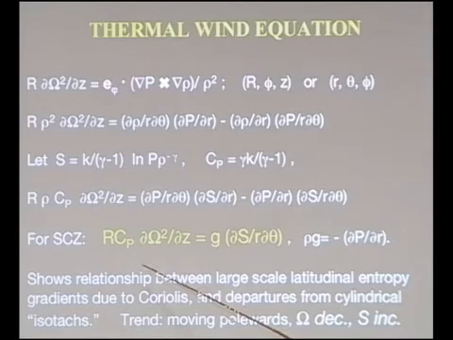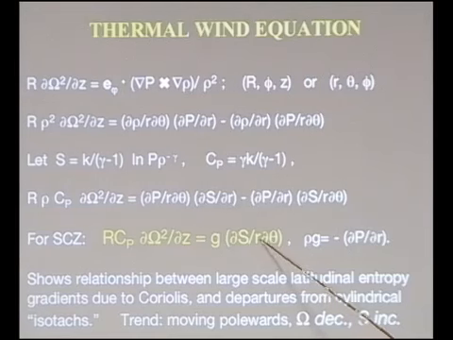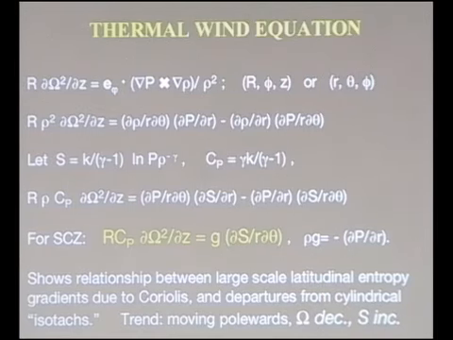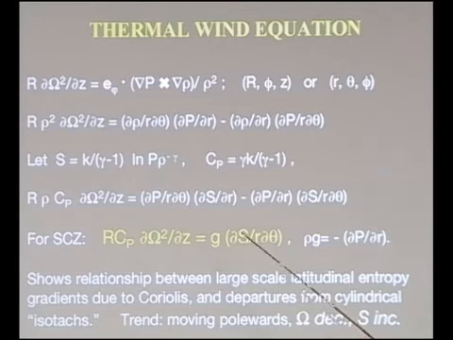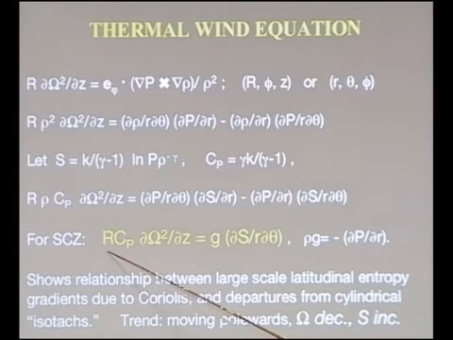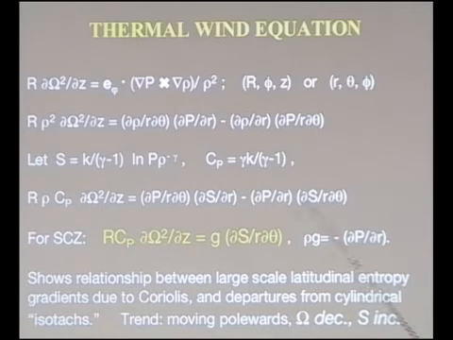Cp here is the heat capacity at constant pressure, and K is the Boltzmann constant. And R, of course, this R, remember, is cylindrical R. This R is spherical R.